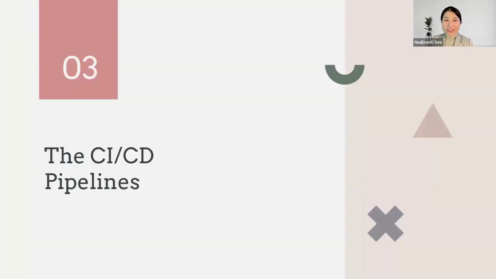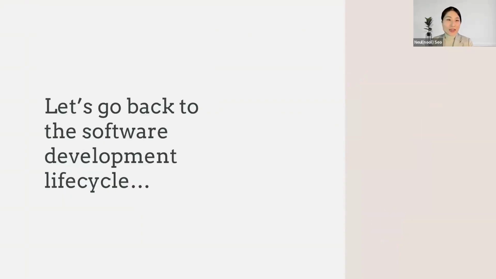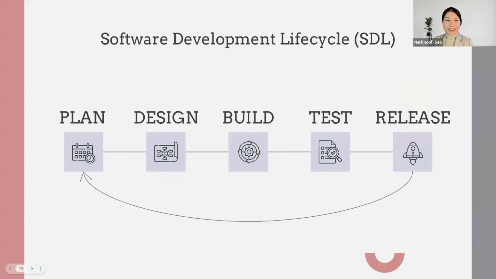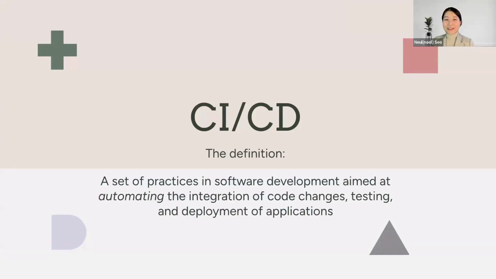To answer the question, let's dive into the CI/CD pipelines. So, why don't we go back to the software development lifecycle one more time? Here, we see it. Okay, this slide, we saw it. So, what's a CI/CD again? The definition of CI/CD as a whole is as follows: a set of practices in software development aimed at automating the integration of code changes, testing, and deployment applications.